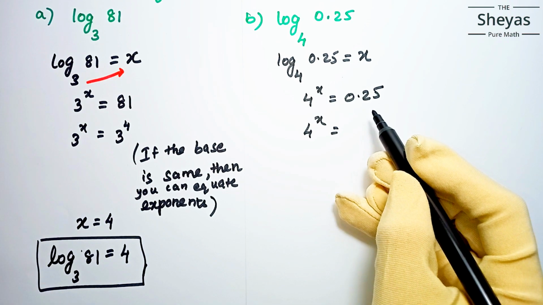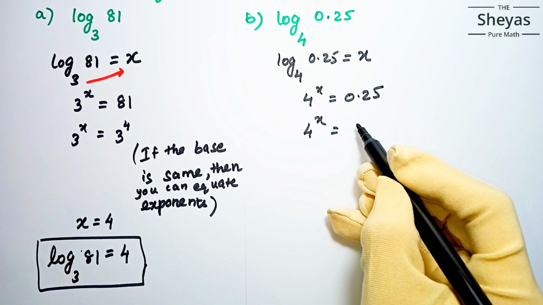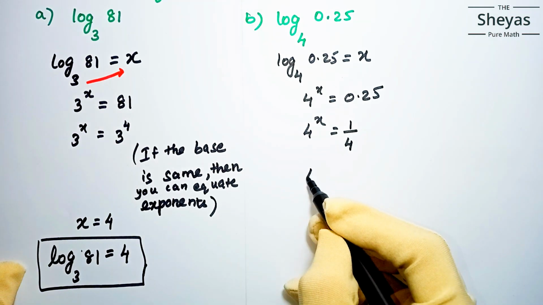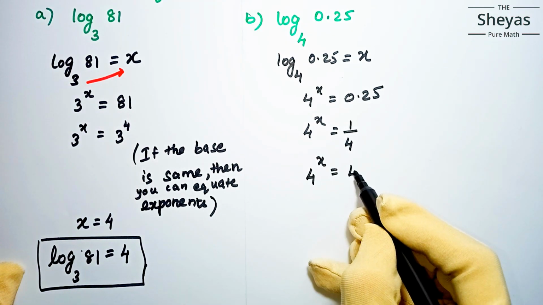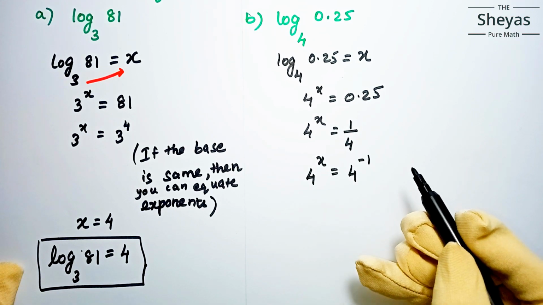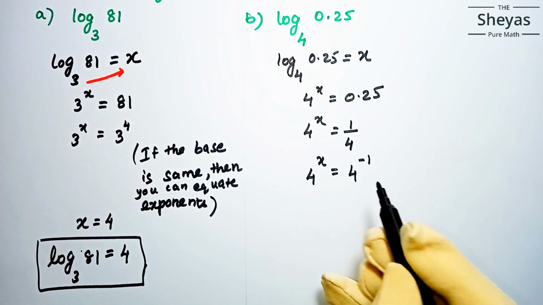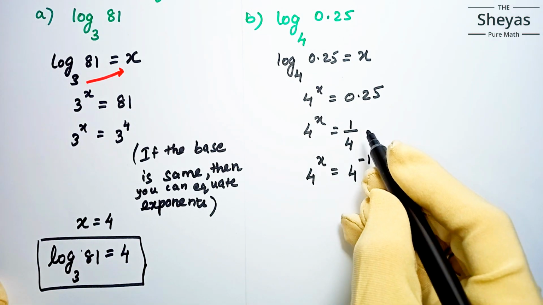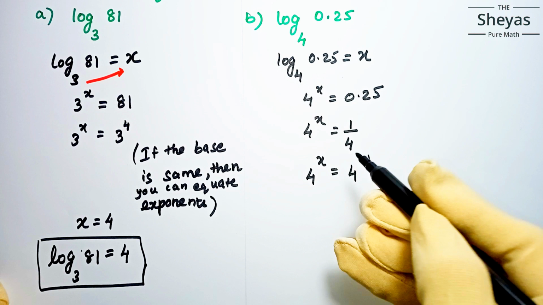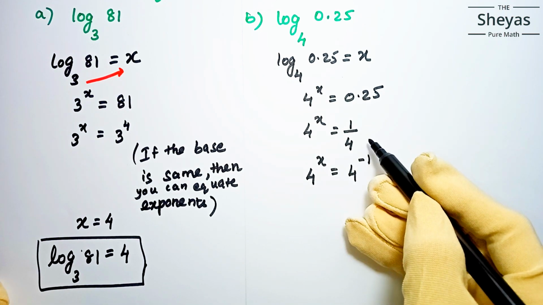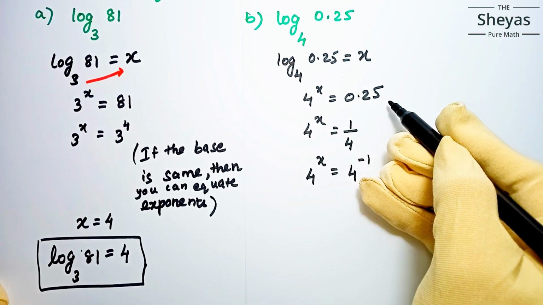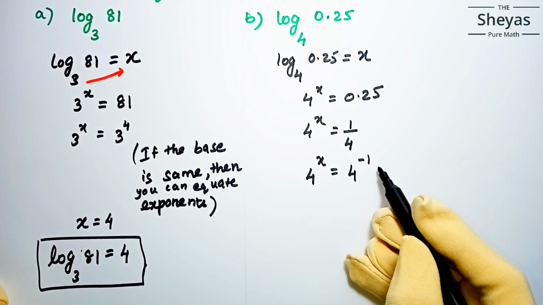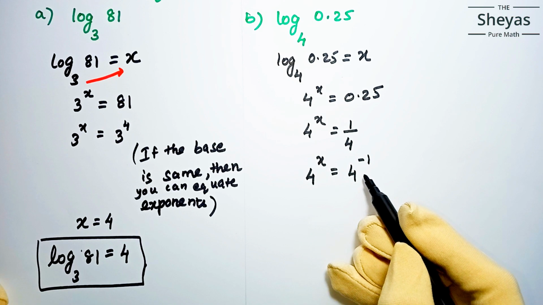Now this 0.25, how can you write it in terms of 4? I can write this as 1 by 4. So 4 power x is equal to 1 by 4, which I can write as 4 power minus 1. I just wanted to make the same base, so I am converting 0.25 to 1 by 4, in terms of 4.